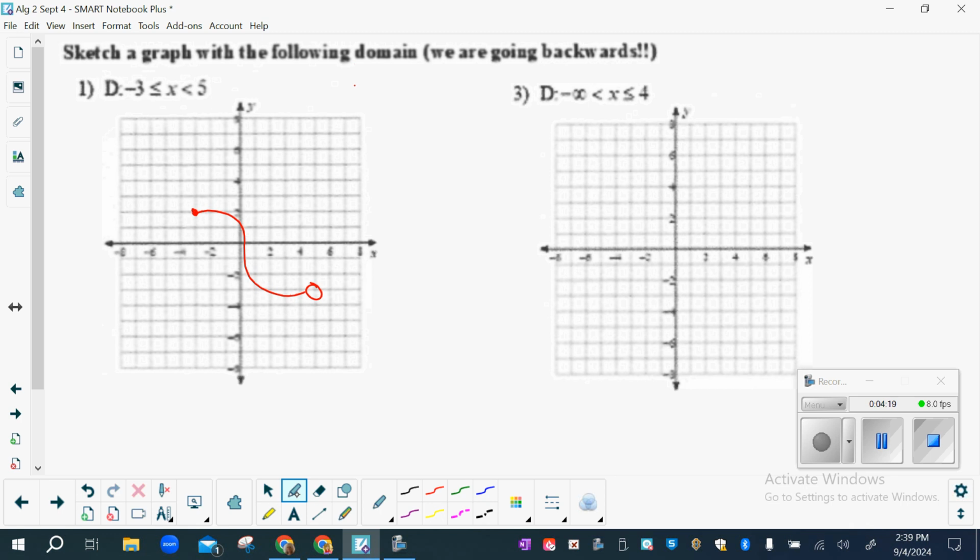Okay, so what you're going to do as part of your homework is finish this side. So now we're going to do the notes for the other side.